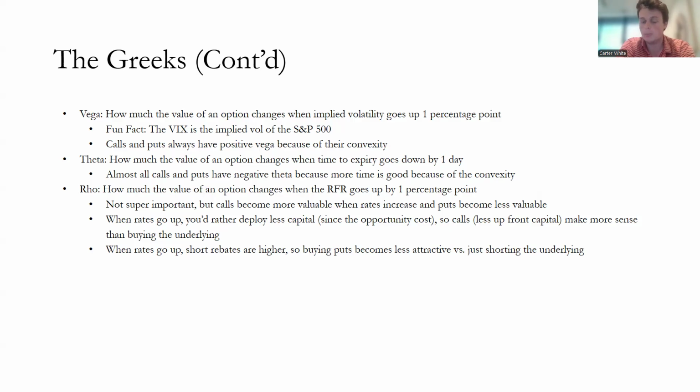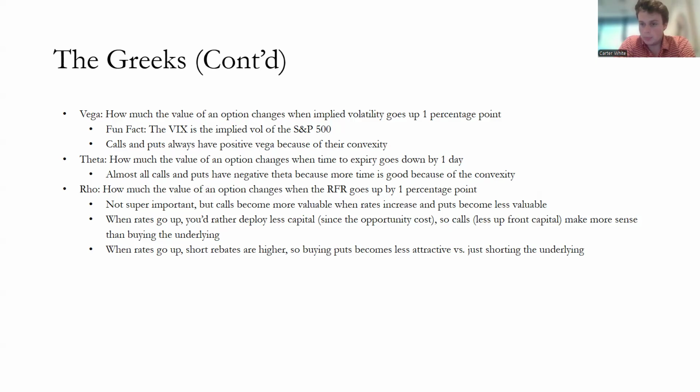Calls actually become more valuable when rates increase, just because if you think about it, if you want to bet on an underlying asset, you can buy a call or buy the underlying. And when you buy a call, you'll put up less money because there's that kind of implicit leverage. So that's a good thing because there's a higher opportunity cost of money. So you'd rather buy a call than buy the underlying because you put up less money. So you can earn that higher rate of return on the money you didn't put up. A short is the opposite.